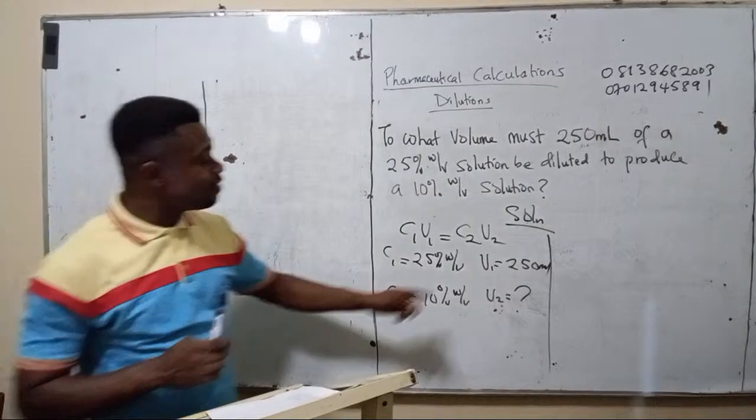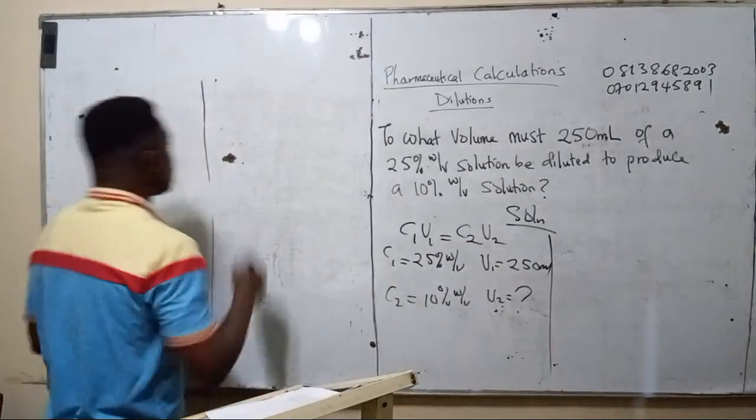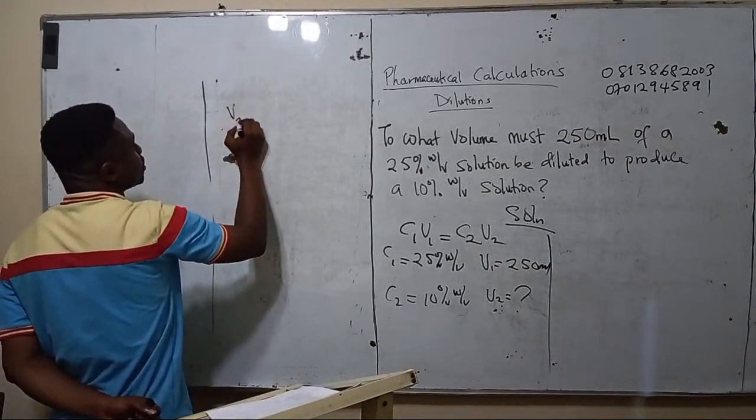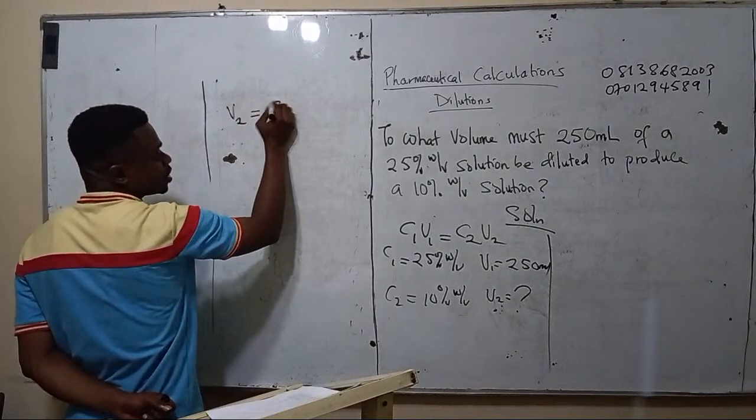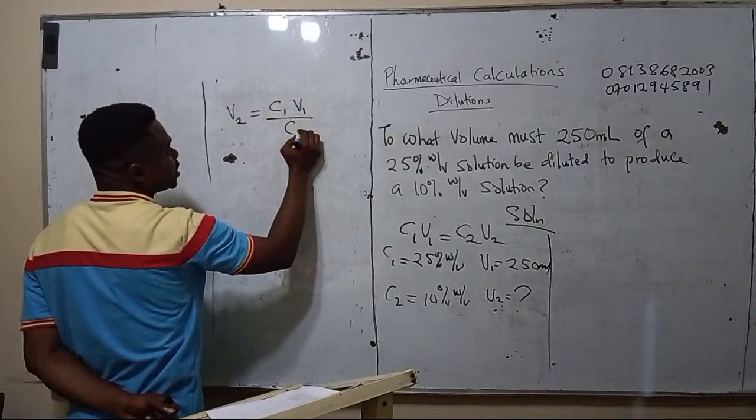Now, what do we do? That means we need to make V2 the subject of the formula. So making V2 the subject of the formula, V2 is now equal to C1V1 over C2.